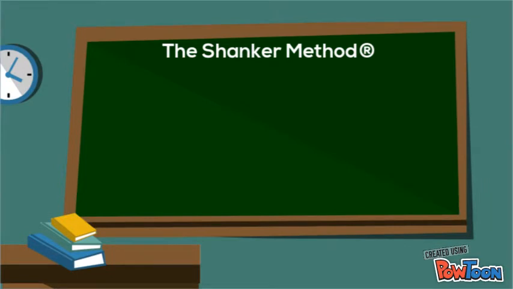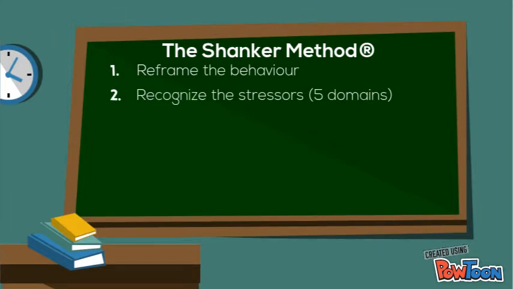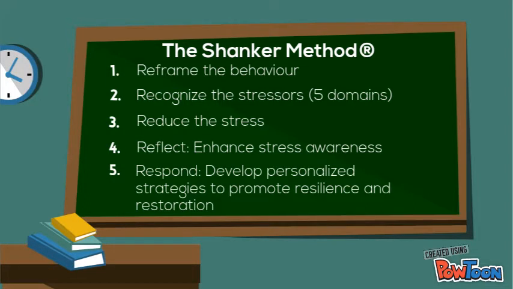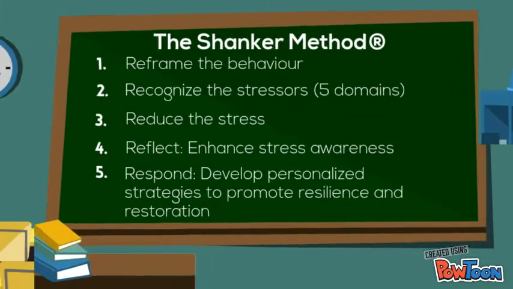So how can we help a child manage their stressors? Dr. Stuart Shanker illustrates 5 key steps to reduce stress and practice self-regulation. These include reframe the behavior, recognize the stressor across all 5 domains, reduce the stress, such as making sure the child is well slept or eating nutritiously, reflect by perhaps recognizing what causes the stress, and respond, which may include developing personalized strategies to promote resilience and restoration. Remember, the focus on each step may vary depending on an individual's age group.